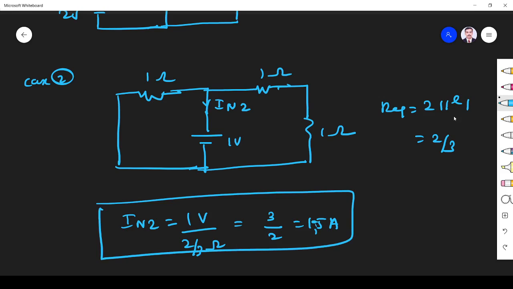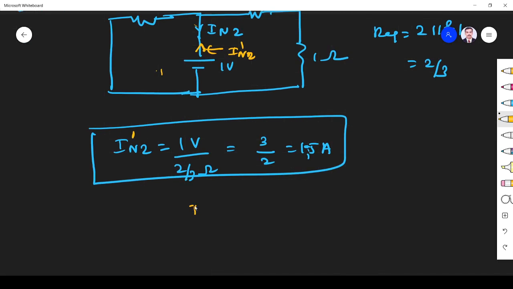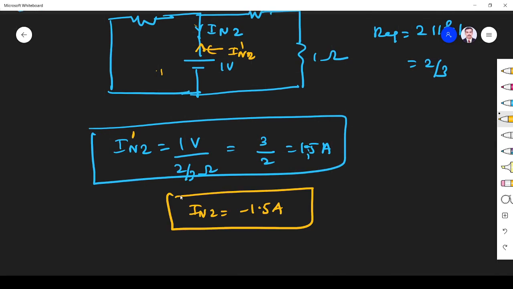Actually, this is IN2, but what I found is through this one. This IN2 only I found, but IN2 is originally this one. Let me call this IN2 dash because I found the current due to this 1 volt source. So current flows from lower potential to higher potential. So my current goes through this, but IN2 is this one. Let me call this current IN2 dash, but what I want is IN2. So IN2 is minus 1.5 ampere.